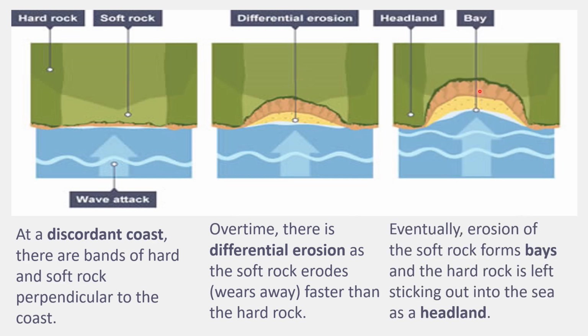Eventually, the soft rock is completely eroded away and retreats inland, forming our bay, and the harder rock, the headland, is more resistant to erosion, so therefore it doesn't erode and it sticks out to sea. And what we can see in the bay is a beach is formed, and that forms in the bay because, like I said, the bay is sheltered, so constructive waves deposit sediment, forming a beach.